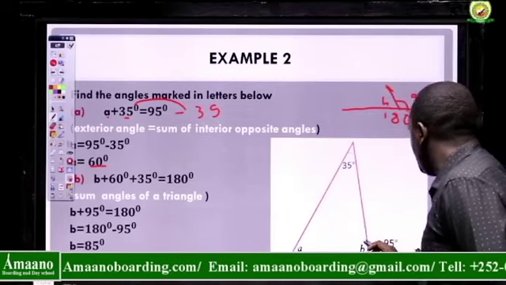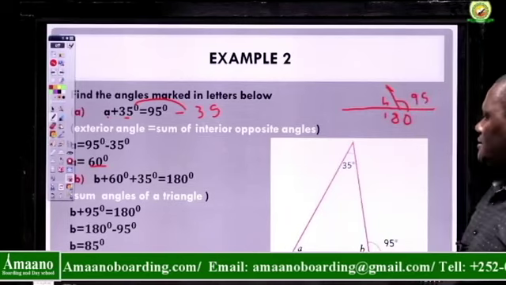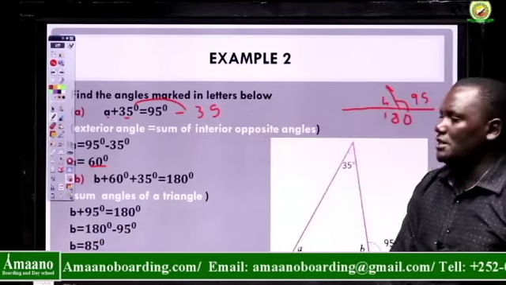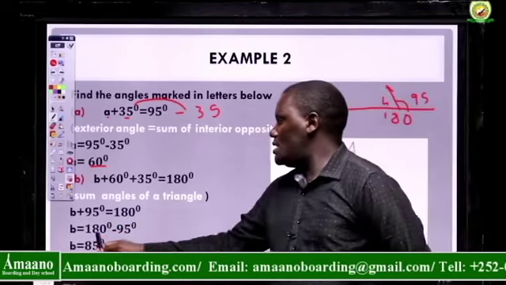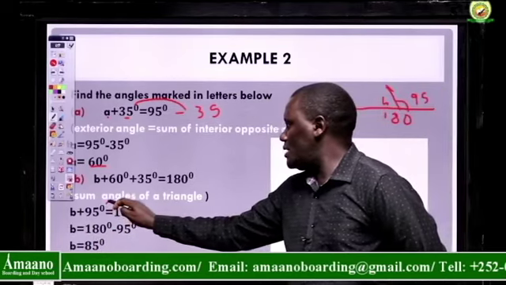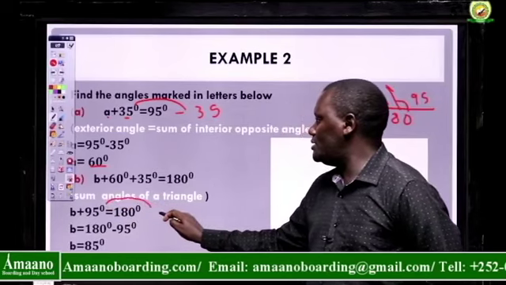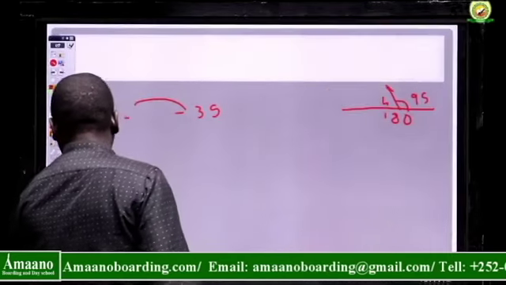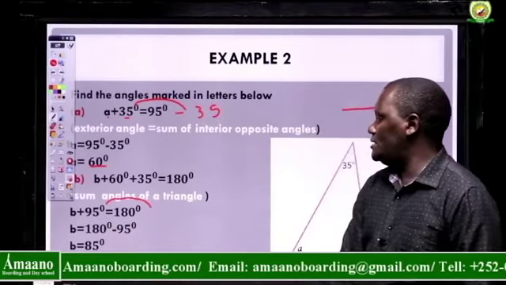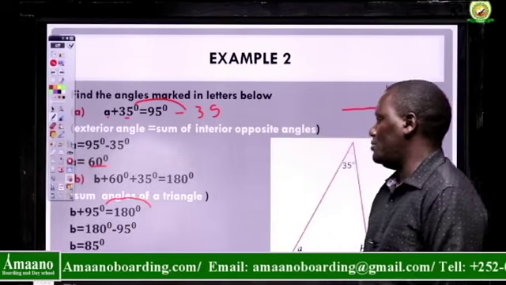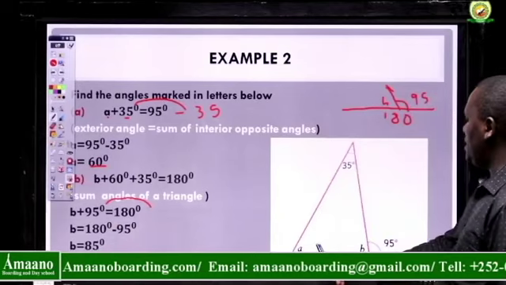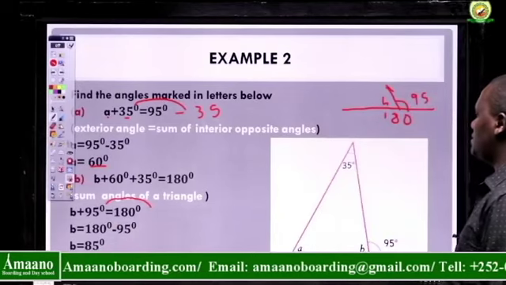That means for me to find angle B, I will take B plus 95 equals 180 degrees. So B equals 180, and this one I'll bring to the other side, and the sign will change to a takeaway. That will be 180 take away 95 equals 85. Therefore, angle B is 85, and angle A is 60 degrees.